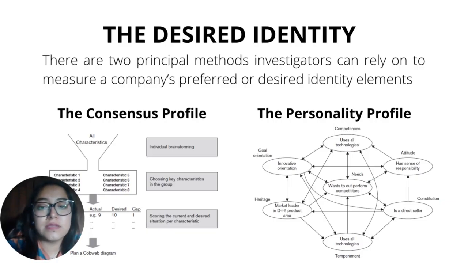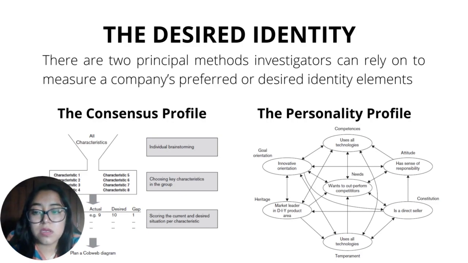The desired identity. There are two principal methods investigators can rely on to measure a company's preferred or desired identity elements: the process and the consequence profile. The process illustrates a prototypical identity for a particular company. Each axis on the chart forms a numerical scale with the origin being 0.